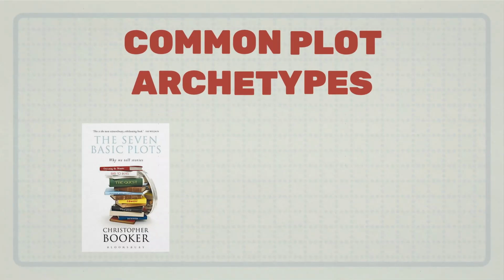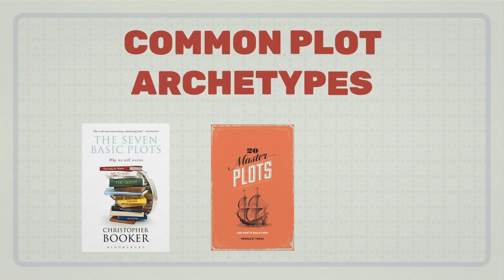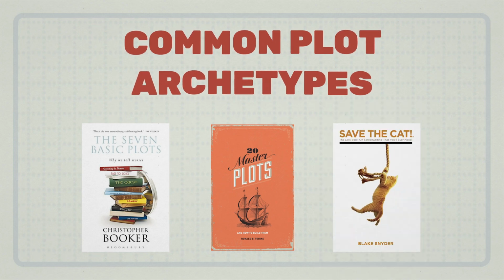So, what are some main ways people divide plots? From what we can tell, these are the most popular. There's the 7 basic plots by Christopher Booker, the 20 master plots by Ronald Tobias, and the 10 story genres by Blake Snyder or Save the Cat. The most useful and popular one we've seen is Save the Cat's 10 story genres. These are not only divided by what happens in a story, but also the feeling of a story.